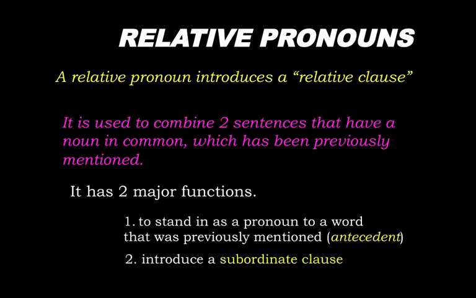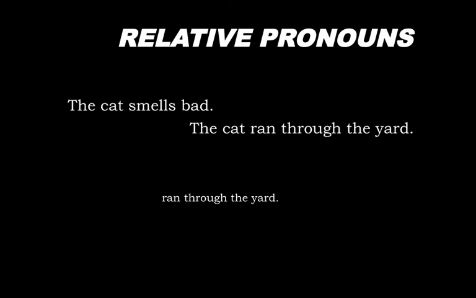It's also used to introduce what's called a subordinate clause. We're going to take a look at what these two words mean in a few moments. Let's take a look at these two sentences. The cat smells bad and the cat ran through the yard. We originally said that a relative pronoun could be used to combine two sentences that share a noun in common. Well, the noun that they share in common is the cat.